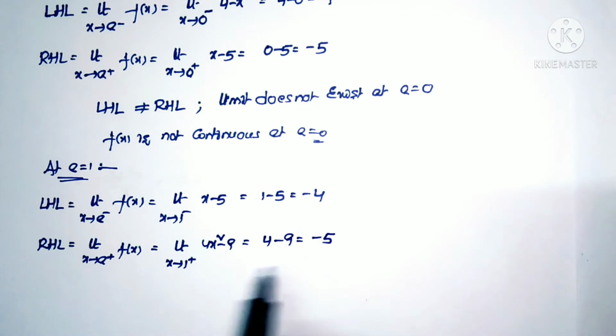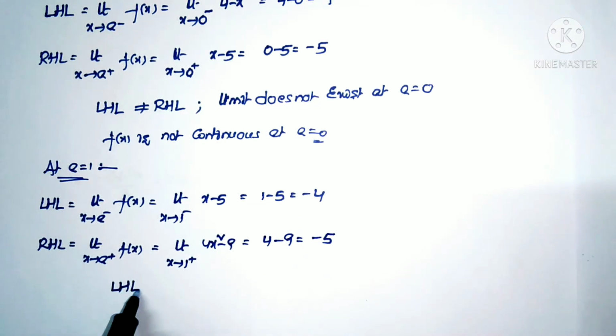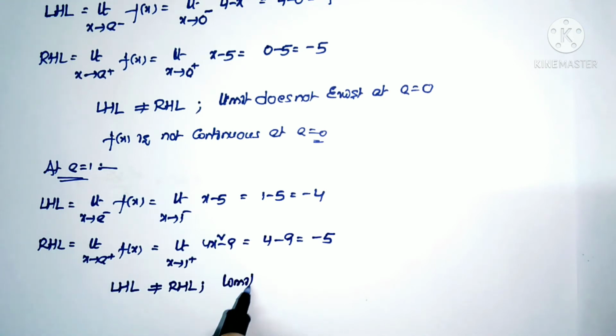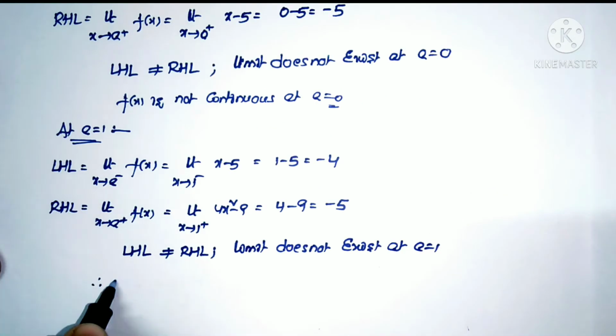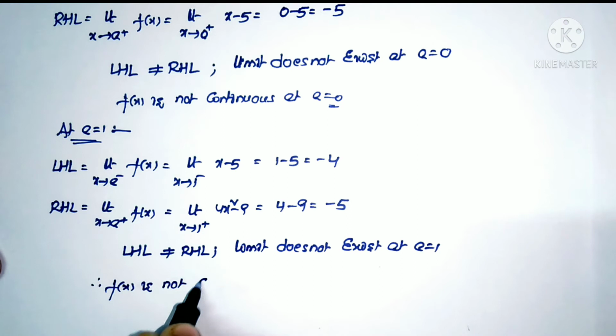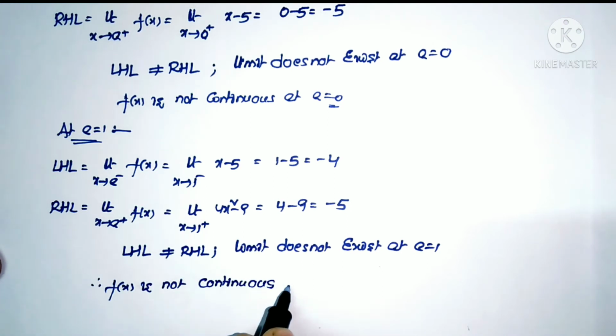So here also left hand limit is not equal to right hand limit. So limit does not exist at a is equal to 1. Therefore f of x is not continuous at a is equal to 1. So at this point also the function is not continuous.